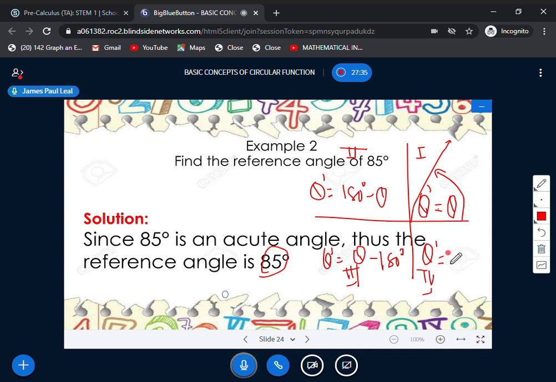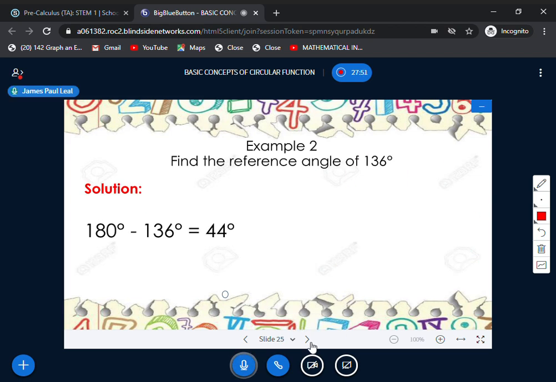And for this one, if you're looking for the reference angle na nag-lies po into fourth quadrant, so all you have to do is you have to what? You have to subtract 360 degrees, okay, to the given angle. Okay, I want you to familiarize with this. Okay, so this is extended here. Okay, so another example para po mas makita nyo yung difference. Say for example, I have here example number 2. Let's find the reference angle of 136.